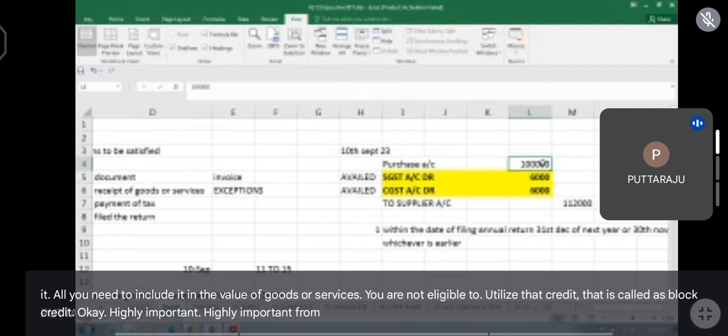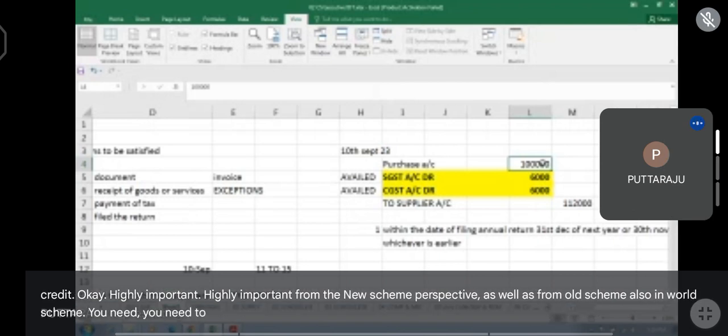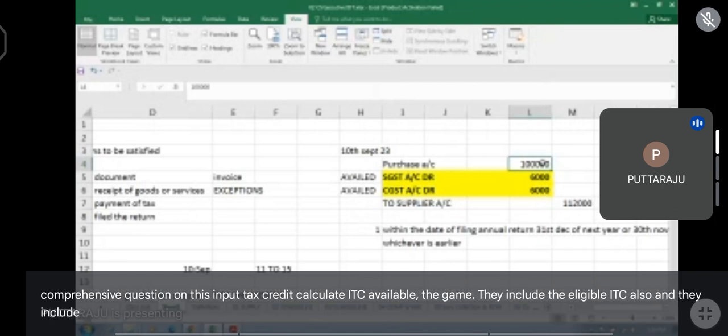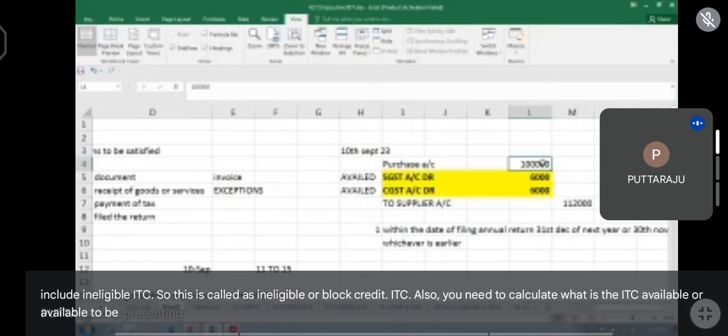important from the new scheme perspective as well as from old scheme also. In old scheme, you need to remember what is mentioned in the section. For the new scheme, you will get the comprehensive question on this input tax credit. Calculate ITC available they give. They include the eligible ITC also, and they include ineligible ITC also. This is called as ineligible or block credit. ITC also, you need to calculate what is the ITC available or available to be set off or eligible ITC.